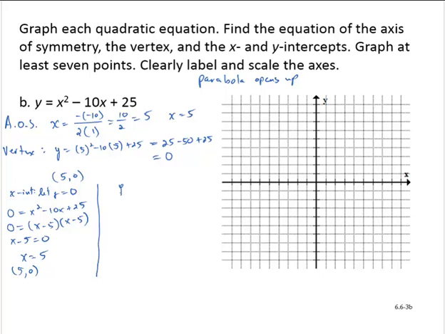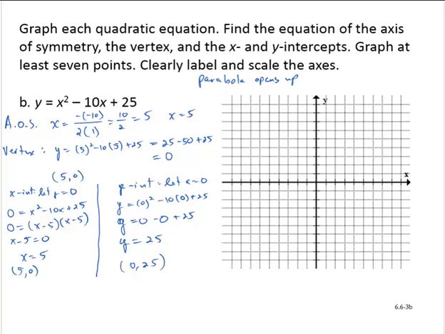All right, what about the y-intercept? Letting x equal 0 gives us y equals 0 squared minus 10 times 0 plus 25. So y equals 0 minus 0 plus 25. And so y equals 25. And so we have the ordered pair 0, 25. So that is new information, so that's good to know.